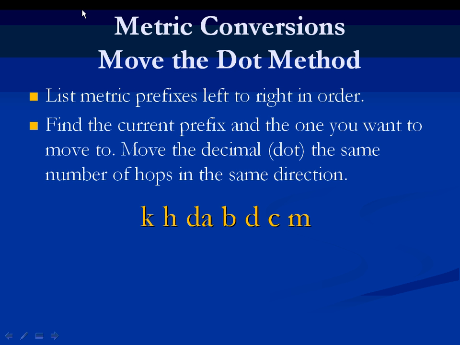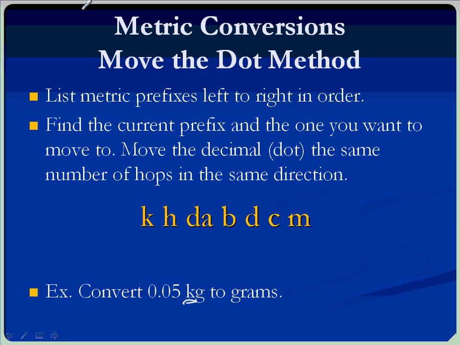You want to find the prefix that you're on and then move the decimal the correct number of hops to wherever you want the prefix to be. Let's do an example. Convert 0.05 kilograms to grams. Well, kilo is here, and grams actually has no prefix, right? It's not milligrams or decigrams or something like that. So that's the basic unit, the B in the middle.